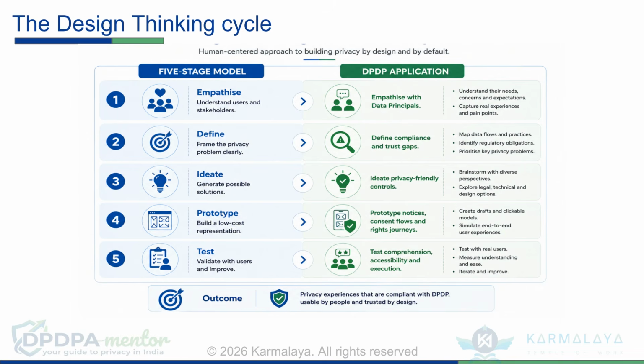In the DPDP context, the process can be applied as follows. During the empathize stage, we learn how people currently interact with data collection and privacy controls. During define, we convert observations into a focused problem statement. During ideate, we generate multiple possible solutions, rather than selecting the first legal or technical option. During prototype, we create a draft screen, process, form, workflow, or system rule. During test, we determine whether the solution is understandable, accessible, technically feasible, and operationally reliable.